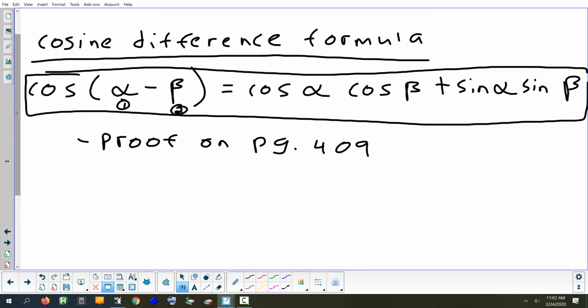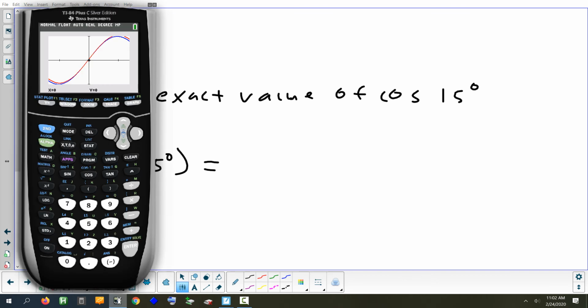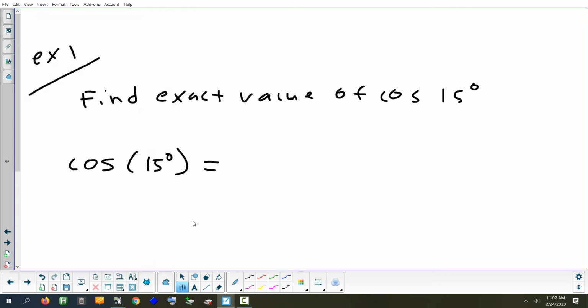So what we're going to do is use that formula to figure out this problem. I want the exact value of cosine of 15 degrees. I don't want 0.965925826. That's not the exact value, that's a decimal.